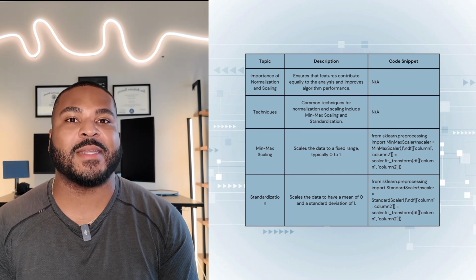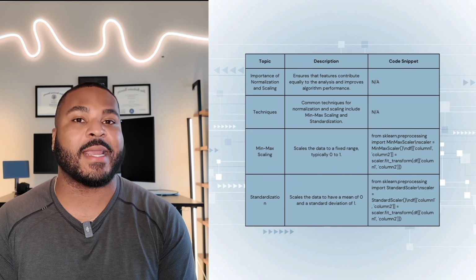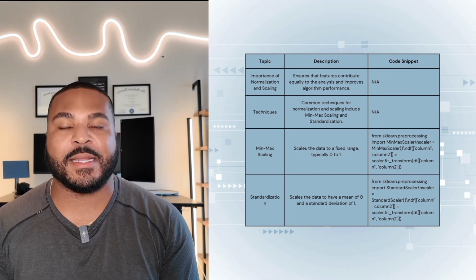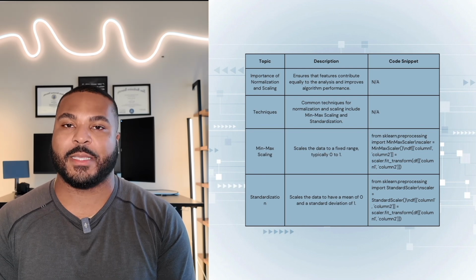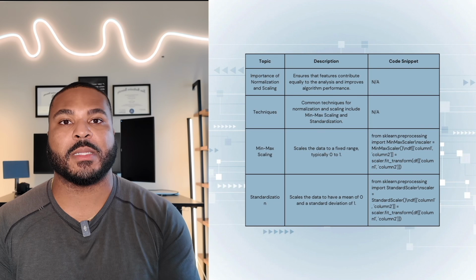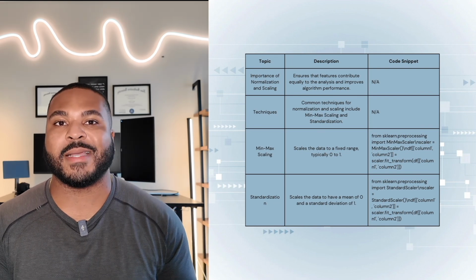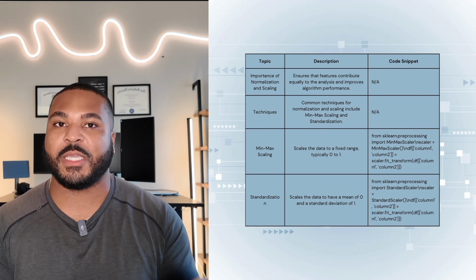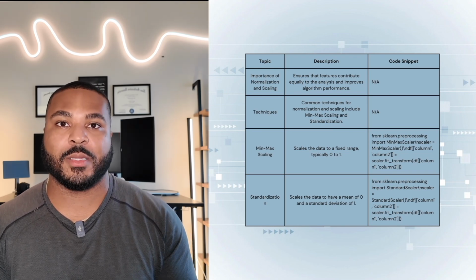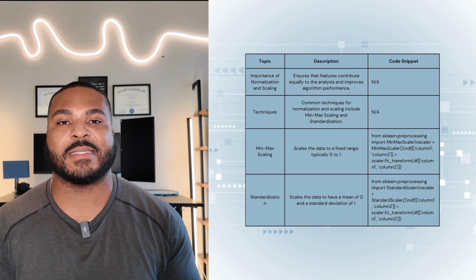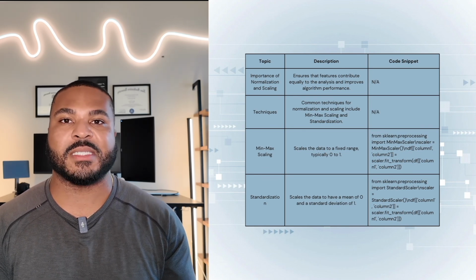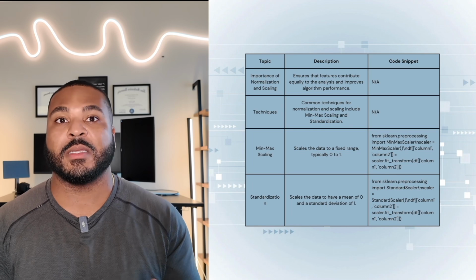There are two common techniques for normalization and scaling. The first one is min-max scaling, and the second is standardization. Min-max scaling, also known as normalization, scales the data to a fixed range, typically 0 to 1. This is done by subtracting the minimum value of each feature and dividing by the range. The MinMaxScaler from scikit-learn can be used to apply min-max scaling to your data. The code snippet example on the screen scales the specified columns to the range 0 to 1.